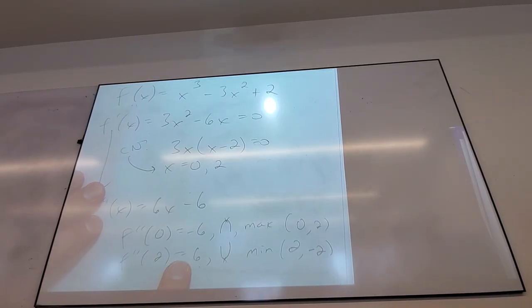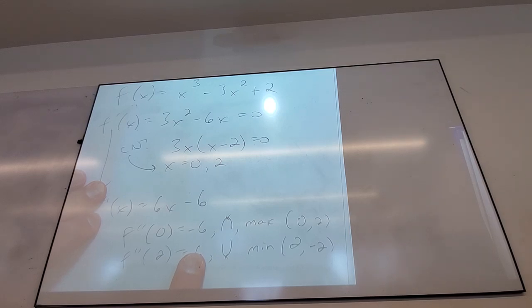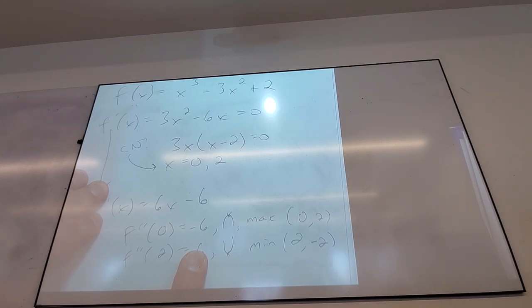Now, if I get a 0 here, does that mean it's not a max or a min? No, it just means it can't tell. You guys with me? Very quick example.